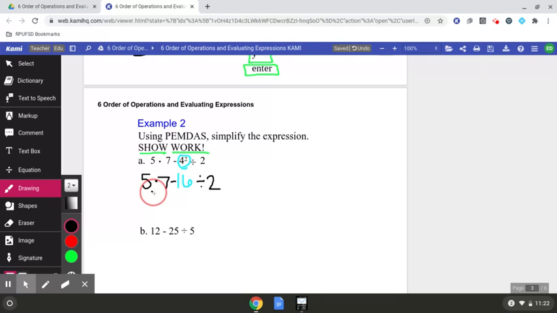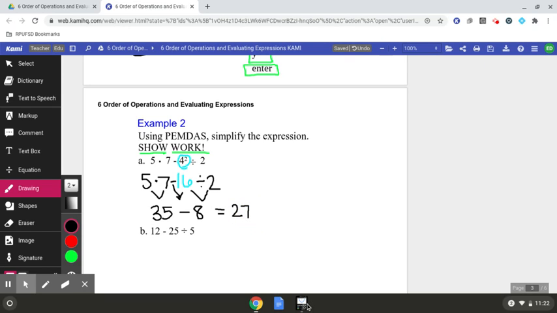So I'm going to do 5 times 7 first, which is 35. Okay, then I'm going to do 16 divided by 2, which is 8. And then I have to remember to bring down that subtraction. Okay, now when I subtract those two, I get an answer of 27.